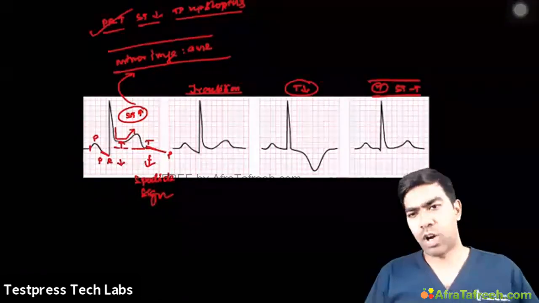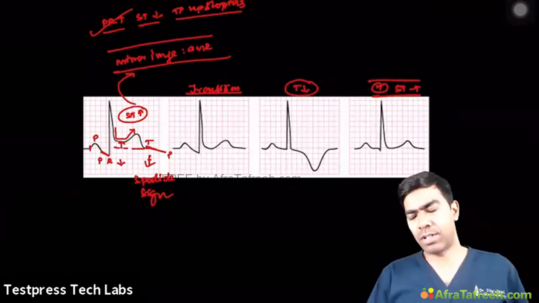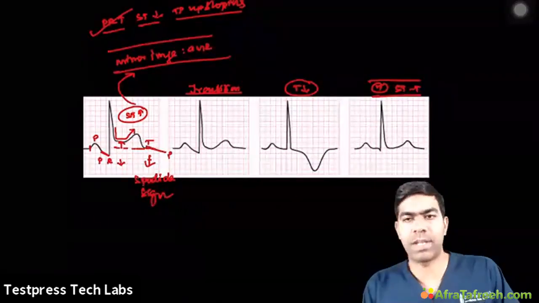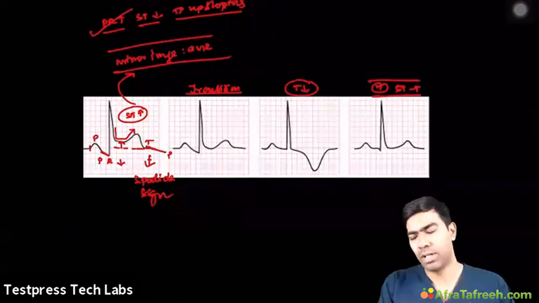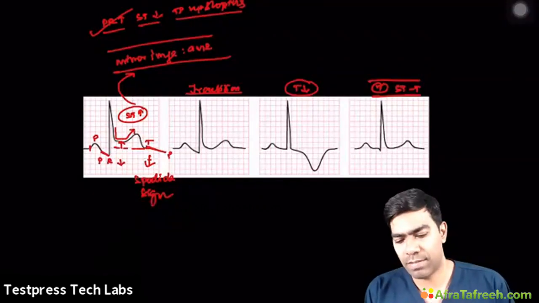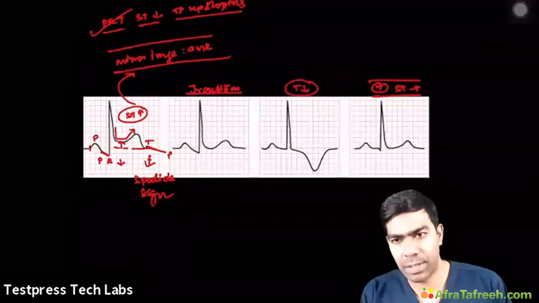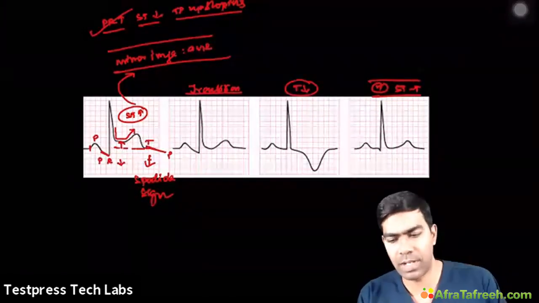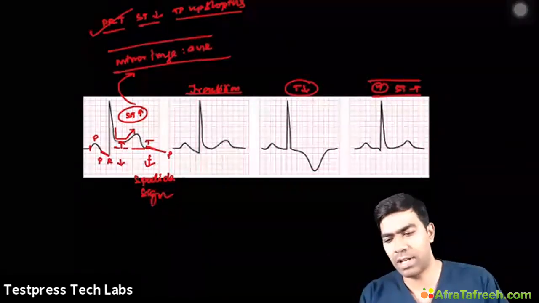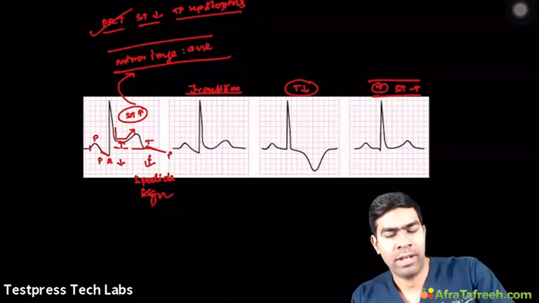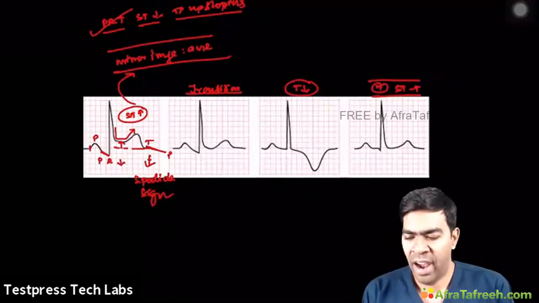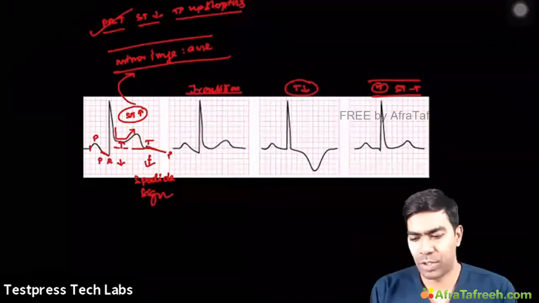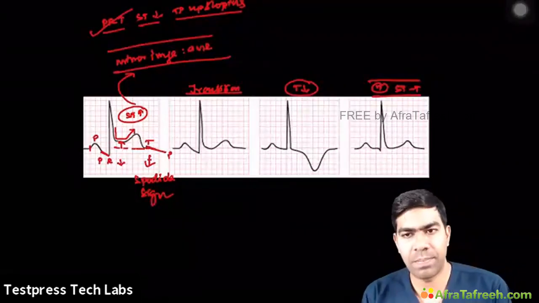So first, all the changes: ST elevation, PR depression, and TP segment downsloping, with the reciprocal in AVR, that is PR elevation, ST depression, and an upsloping TP segment. After that, there will be a transition phase, that is a normal ECG. Then you will get T wave inversions. Then finally, you will have complete normalization of the STT segment. So these are the 4 stages as far as pericarditis is concerned.